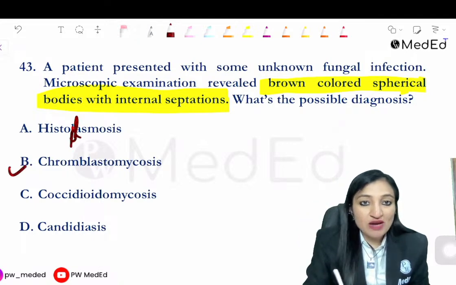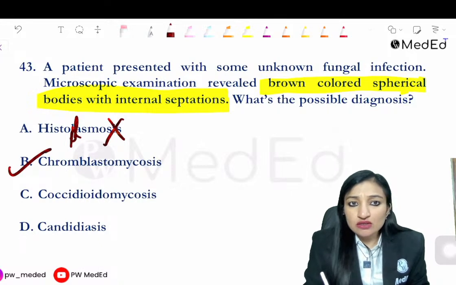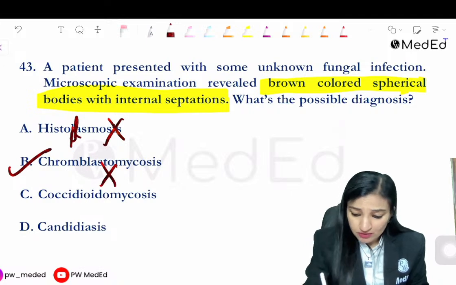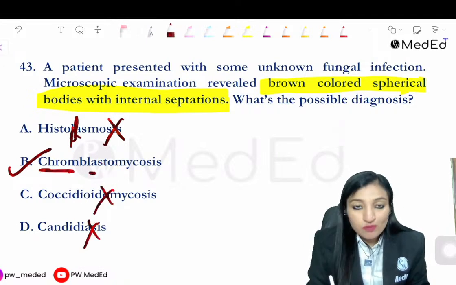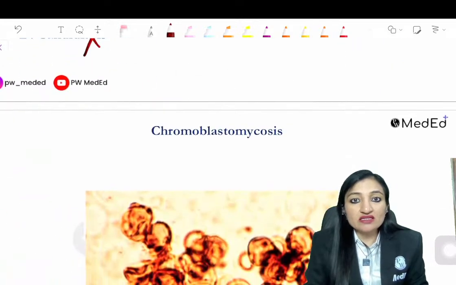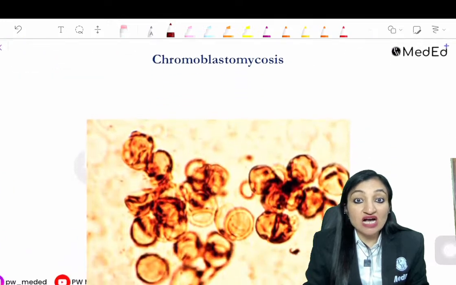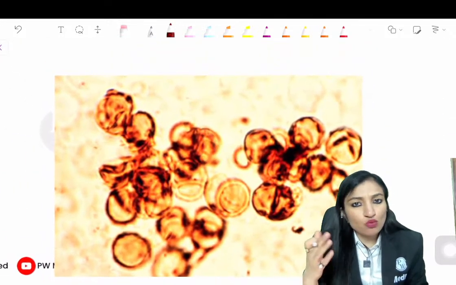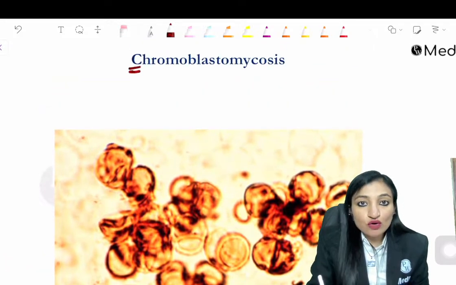Very good. Chromoblastomycosis, not histoplasmosis. This we have covered today only. Neither coccidioidomycosis nor candidiasis. Chromoblastomycosis. Okay, now look at this. The brown colored spherical bodies with internal septations are these. The same picture has been asked in both NEET PG and INICET also. What are these? These are known as, C for chromo.